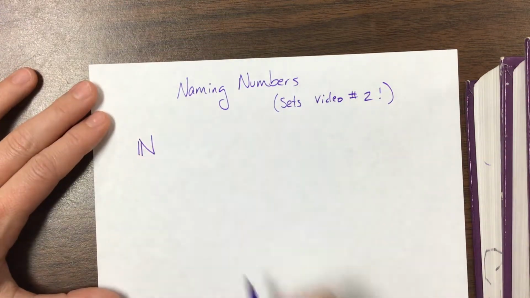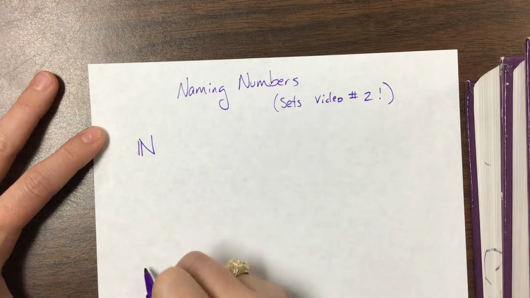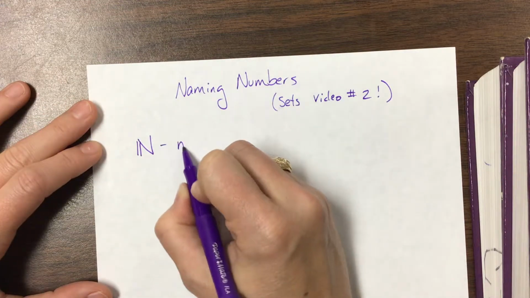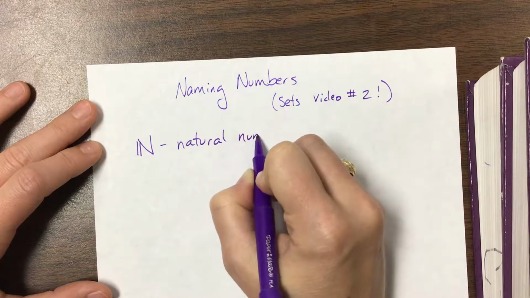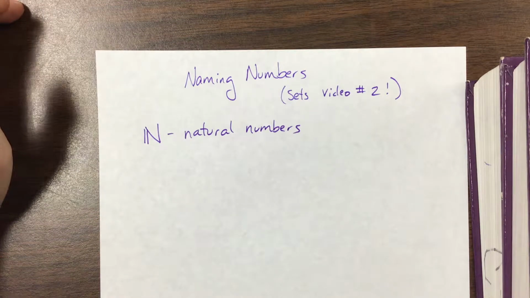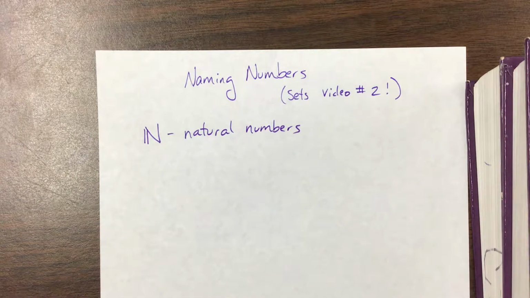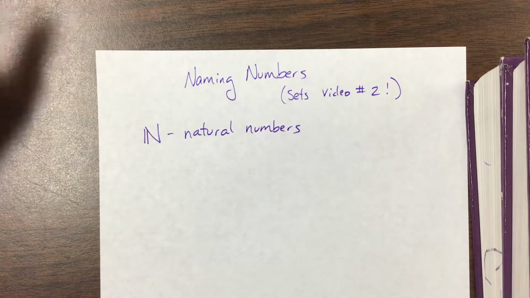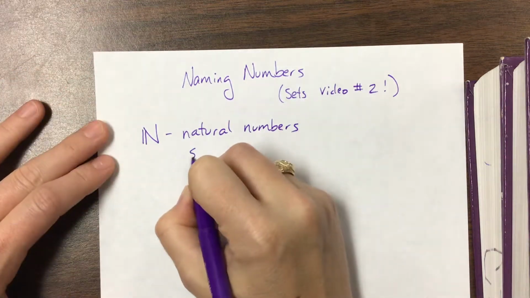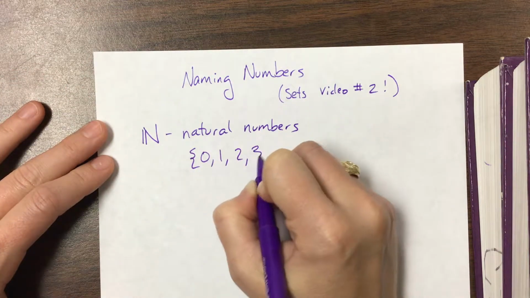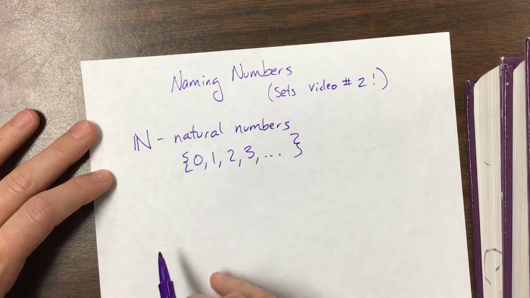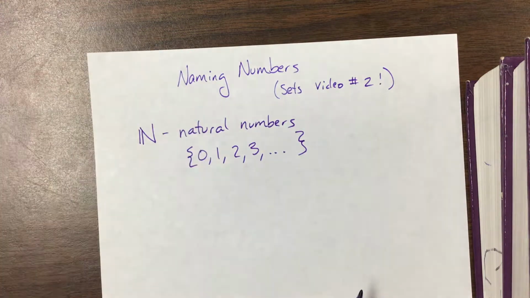The first one is an N with an extra line. My guess is that you've seen an R with an extra line, and I'm going to get there in a second, but this N with an extra line is known as the natural numbers. The natural numbers are the counting numbers, but some books include 0 and some books don't. In our IB world, we do include 0. So it's 0, 1, 2, 3, and we go off to infinity. These are the positive integers and 0. I have seen books that don't include 0, but we're going to.